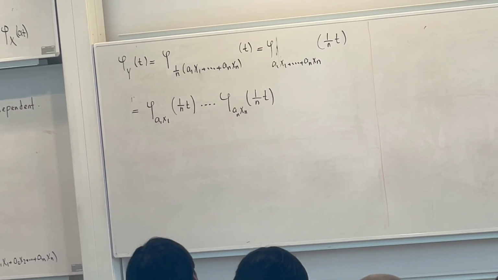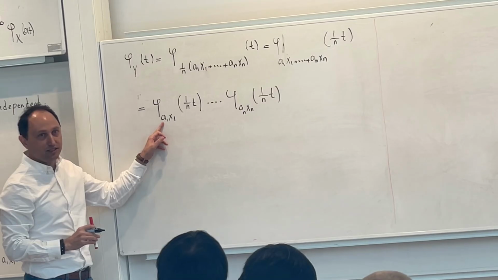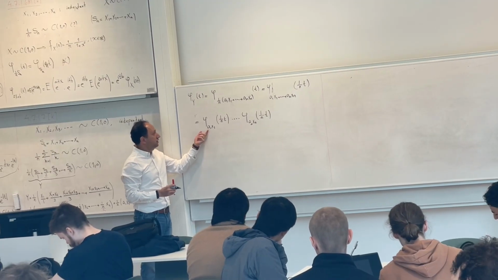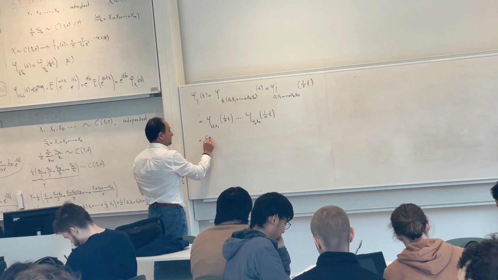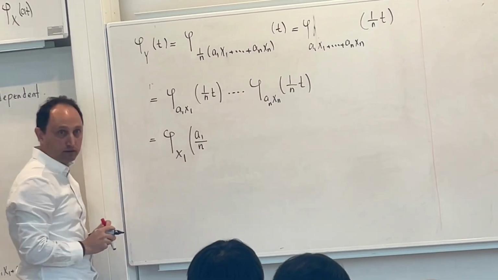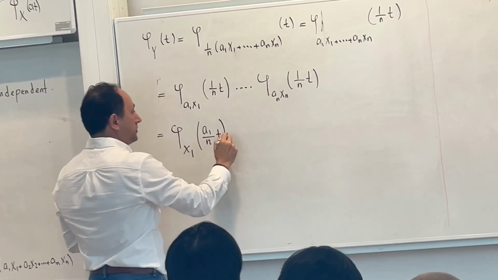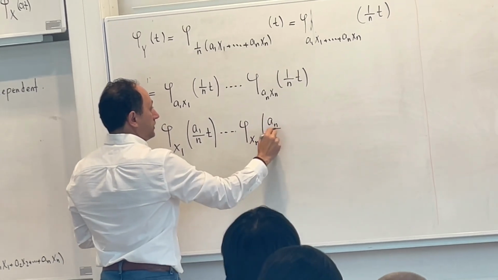Everything clear? Okay, but then can you tell me what to do again? Again, you have this nasty coefficient. What should I do? But you know what to do, yes? Again, you shift it inside. So what happens now? This becomes phi of x1, at A1 over n times t, and then you continue until phi of xn, at An over n times t.